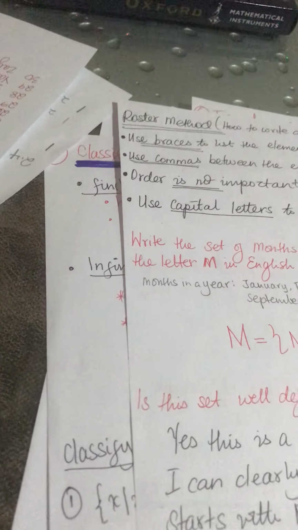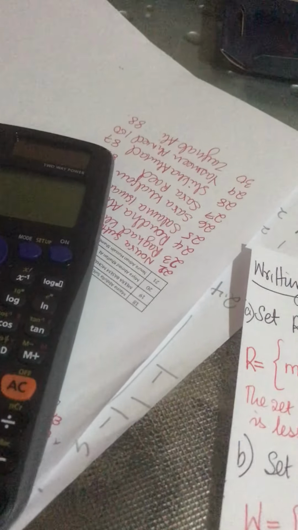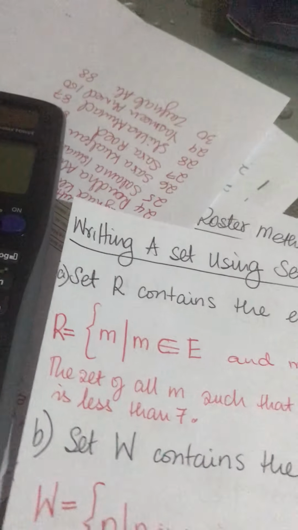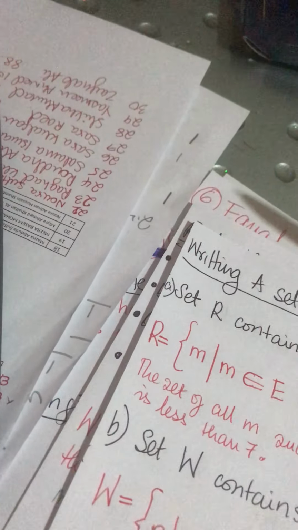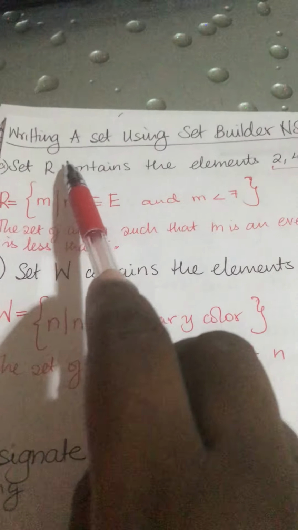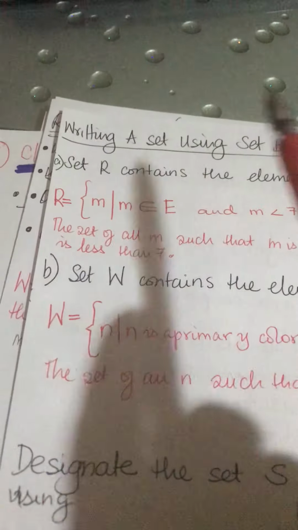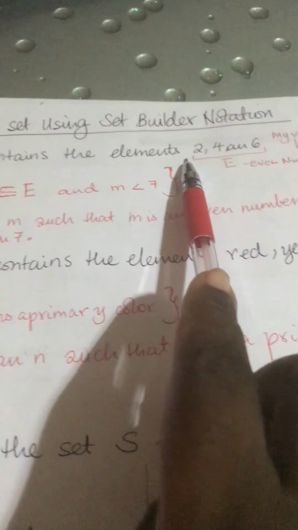Okay. Maybe I just say something here, writing a set using set builder notation. Yes, maybe I need to repeat this one. Writing a set using set builder notation. Set R contains the elements 2, 4, and 6. So this has been described to you in words.